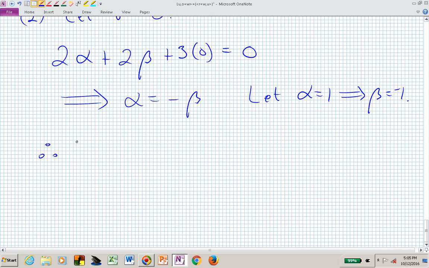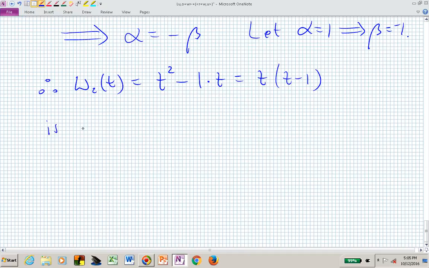And we've now found a second vector, W sub 2, where alpha was 1, and that was the scalar on our quadratic. So we now have t squared minus 1 times t, or we have t times t minus 1. And this vector, W sub 2, is also orthogonal to V of t equaling t plus 1. And we could check this if we wanted to.